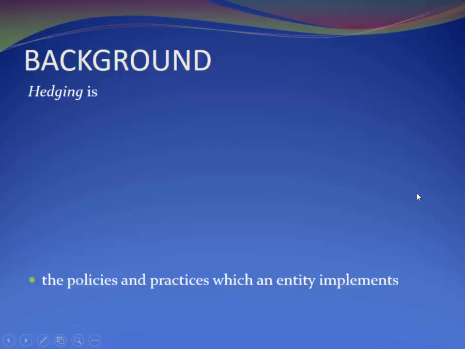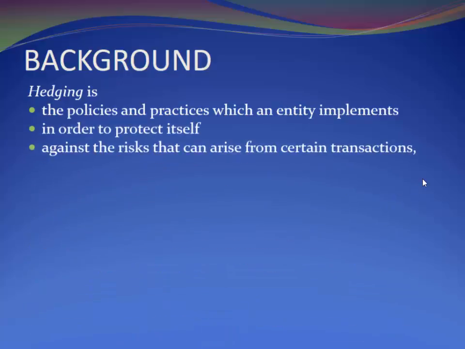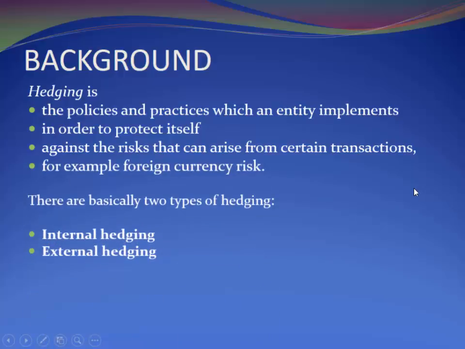As a background, hedging is the policies and practices which an entity implements in order to protect itself against the risks that can arise from certain transactions. For example, currency risk. There are basically two types of hedging, the internal hedging and external hedging. As the wording suggests, internal being what the company does itself and various actions the company take, whereas external is like the FECs that we will work with. Take a look at that in your handouts.